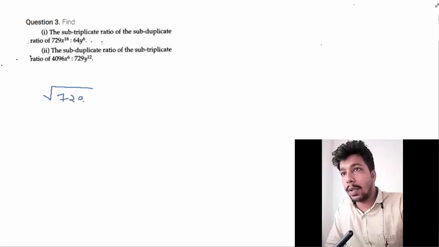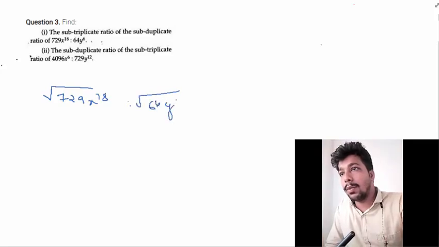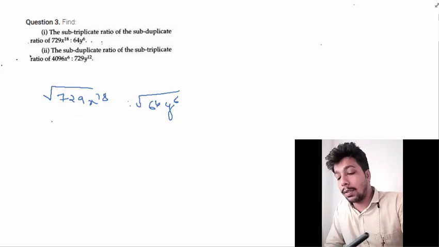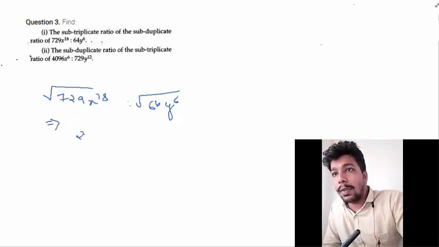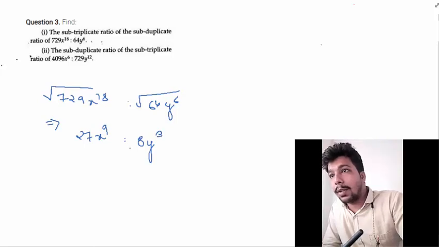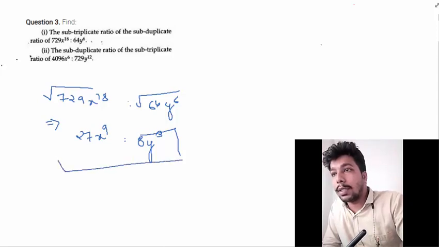Now the duplicate ratio of 729 x raised to the power 18 is to 64 y raised to the power 6. Now 729 is the square of 27x raised to the power 9 and 64 is the square of 8, so 8y raised to the power 3. So these are the subduplicate ratios. Now we need to calculate the triplicate ratio out of them.